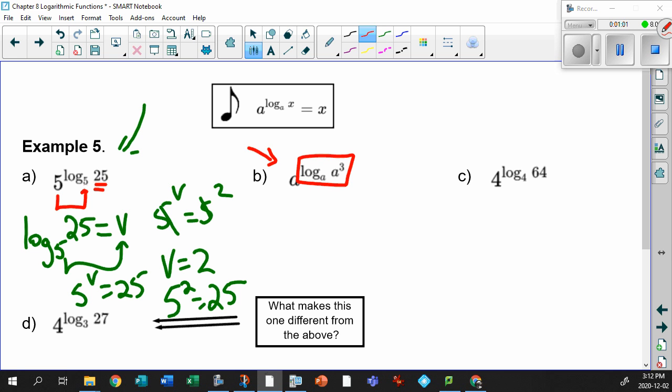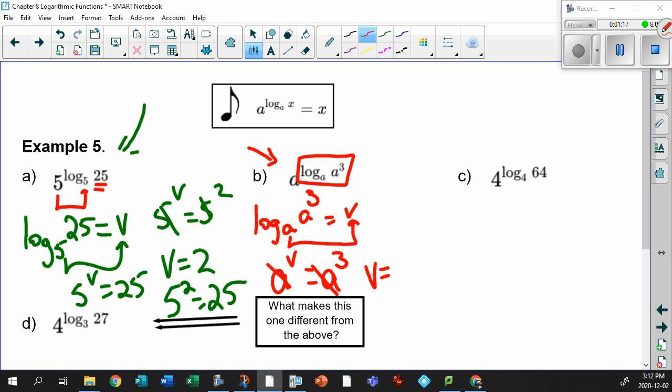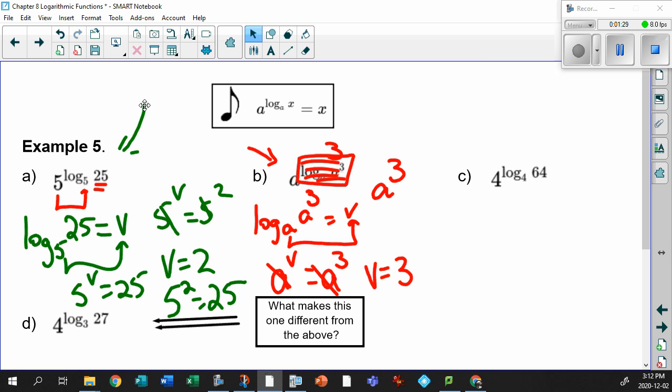Let's look at this guy first. Log base a of a cubed. So a to the power of v has to equal a cubed. The a's cancel, giving you v equals 3, right? That means this is to the power of 3. A to the power of... Wait a second. Hold it. Let's go back to this for a second. There's the answer again.